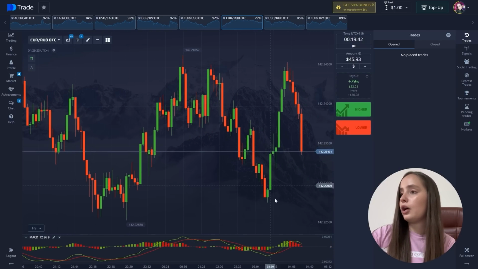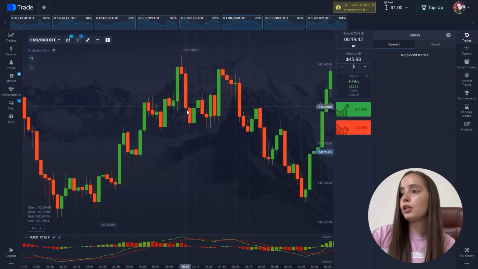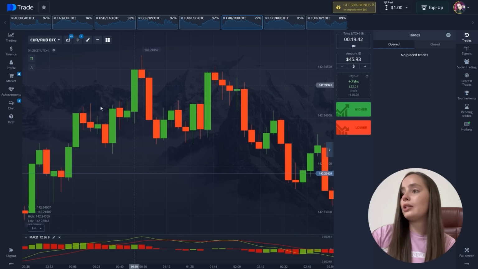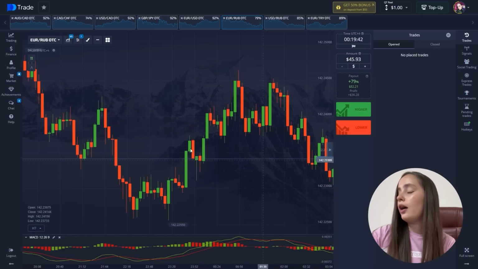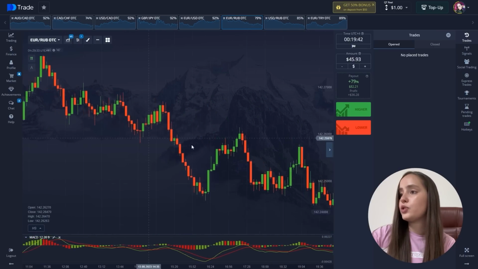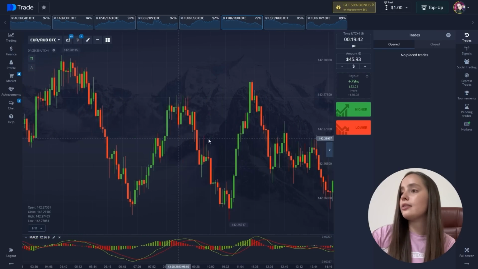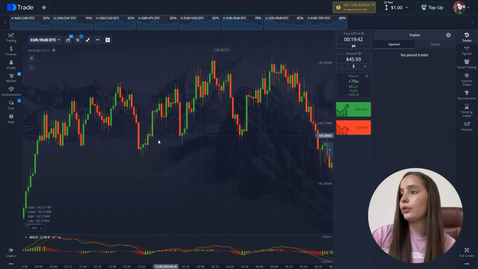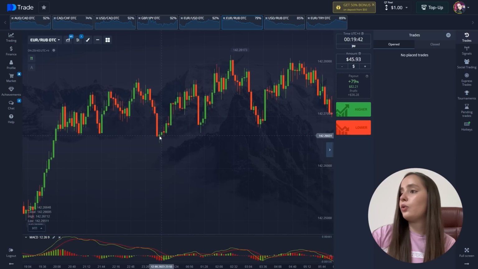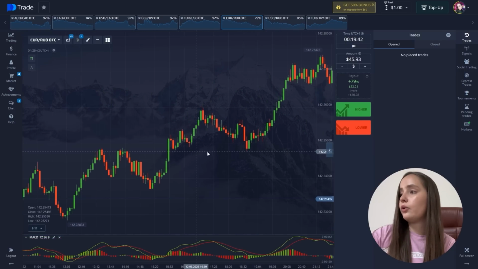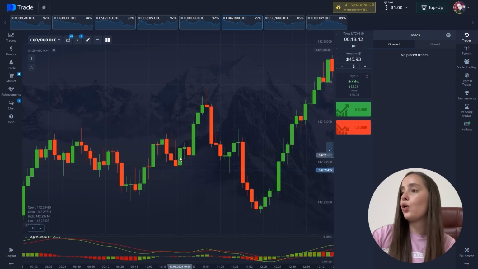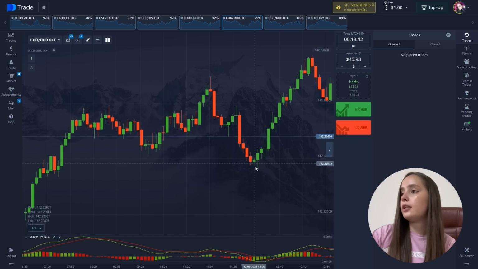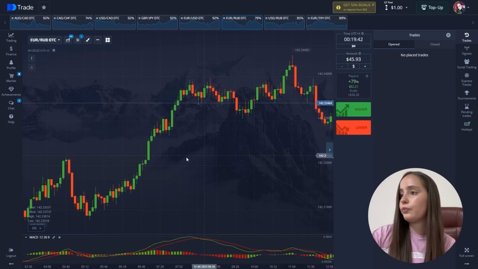For example, we have a double top figure which indicates a further decline. So here we can observe this figure and the market went down. There is also a head and shoulders pattern that also shows us a down market. So now let's find it to show you.